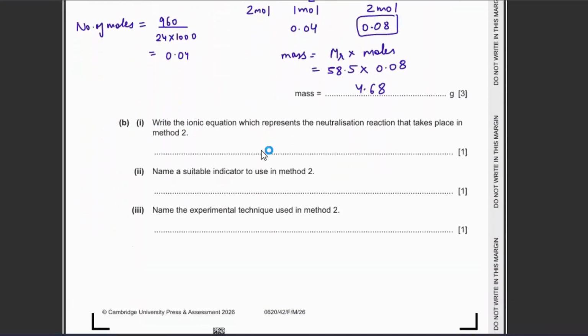Next question, write the ionic equation which represents the neutralization reaction. So we know the neutralization reaction is H+ (aq) + OH− (aq) gives H2O (l). This is the ionic equation for neutralization. Name a suitable indicator to use in method 2. So for method 2, the indicator we can use is thymolphthalein, or you can also use methyl orange. Name the experimental technique used in method 2. So for method 2, the experimental technique is titration.